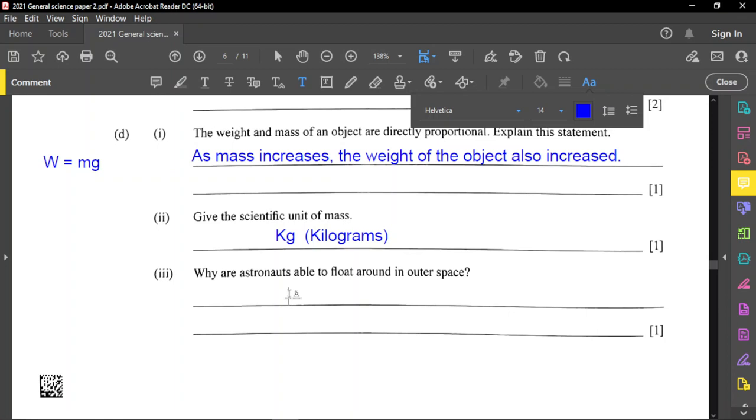If you say name the unit, then you write the name. All right. So I just want to mention that to make sure that we get our maximum marks, and that we follow the instructions carefully.